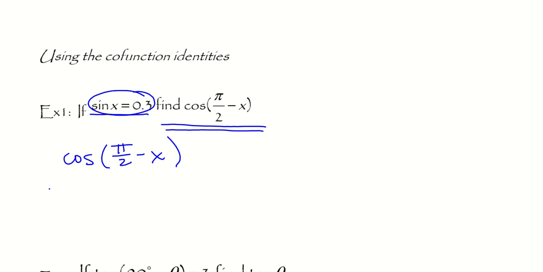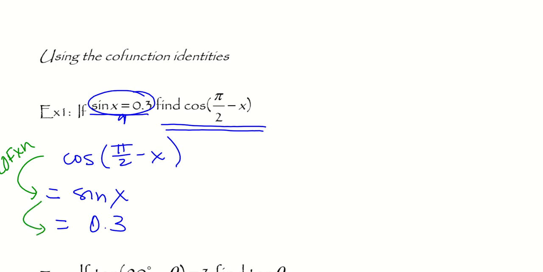Well, we know by our cofunction identity that the cosine of pi over 2 minus x is the same thing as the sine of x. That's our cofunction identity. And we know from the given information that that is equal to 0.3. So we went from here to here just by substitution. And we're done. Let's look at another one.